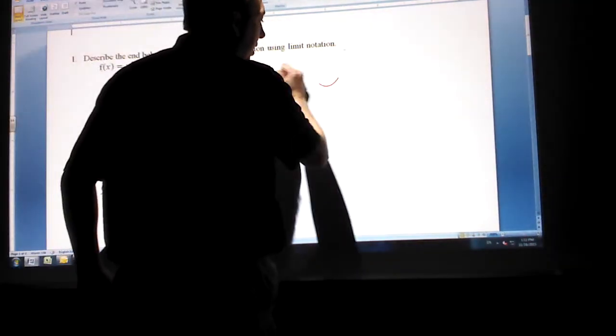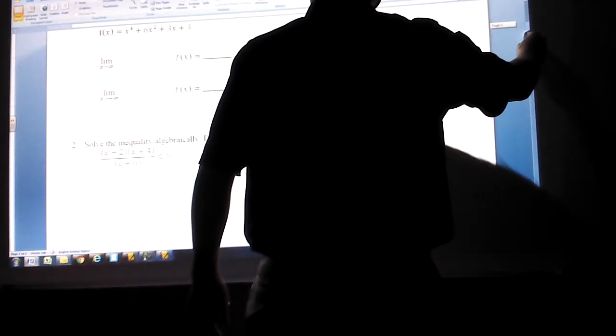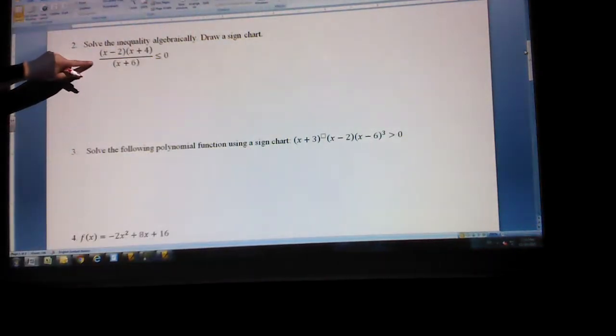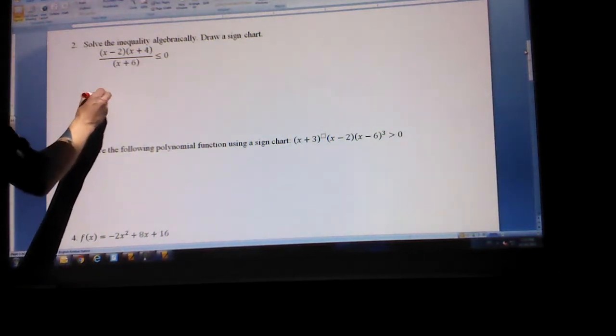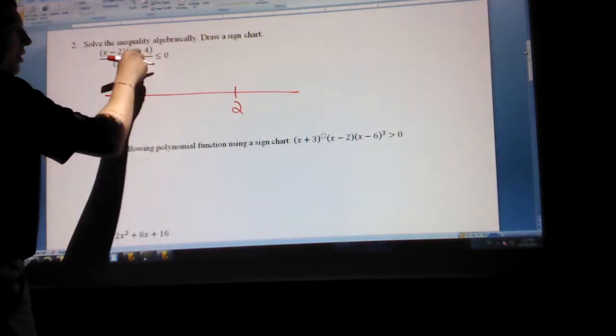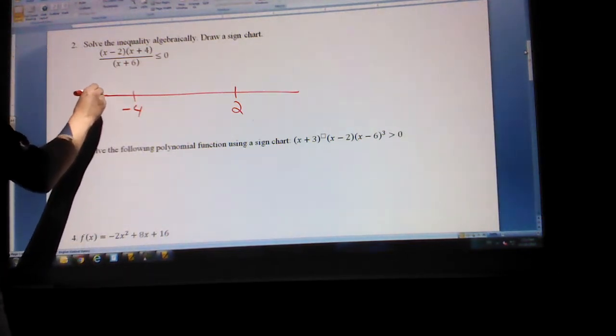Next one, it says make a sign chart. Now this one, I think I'm going to give you a calculator for this one, so I'm going to fly by and go quickly on this one. But when we have a fraction, we need to find where it equals 0 and where the vertical asymptote is. Okay, our boundary points, there's actually 3 of them. Okay, so on our sign chart, there is positive 2, there's negative 4, there's also negative 6.